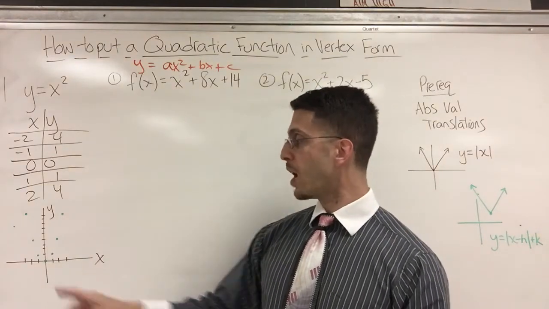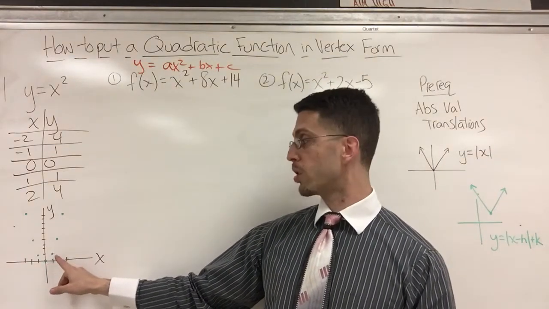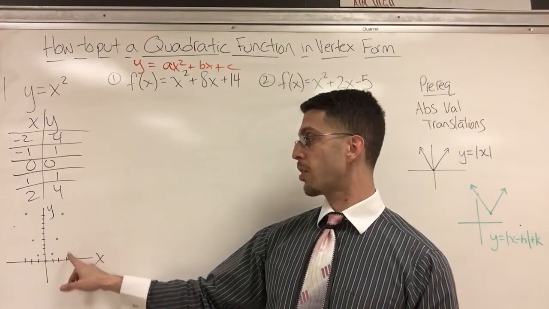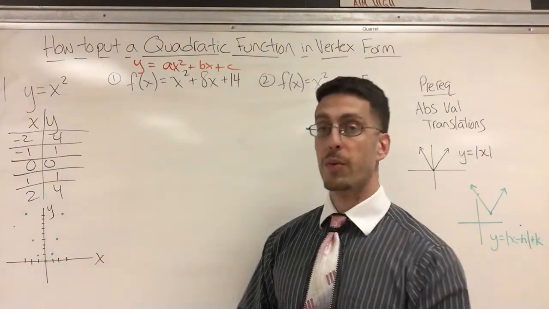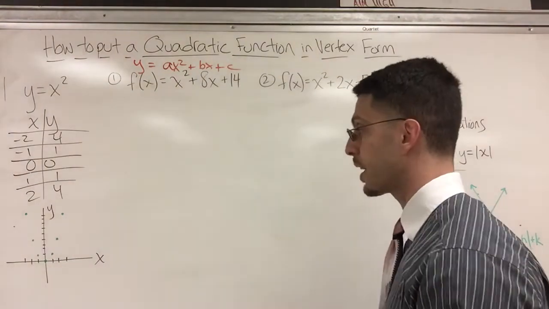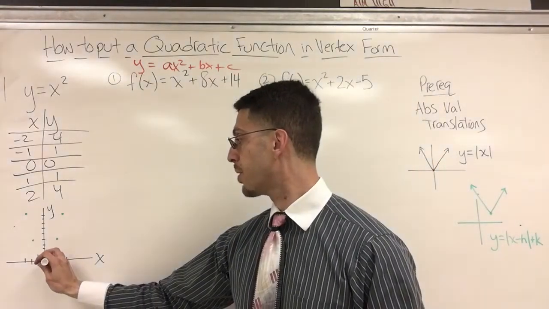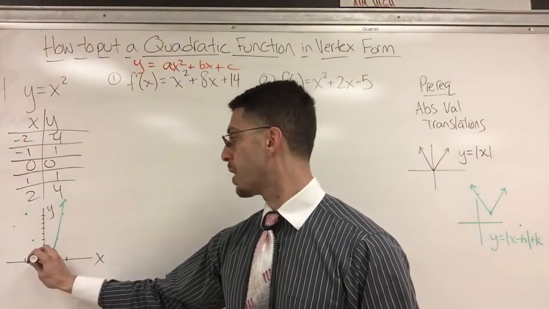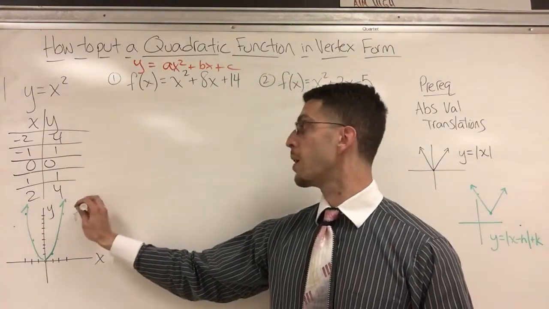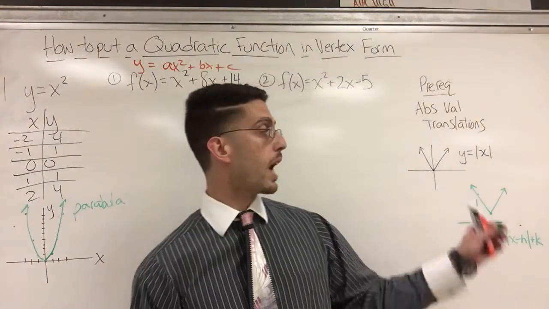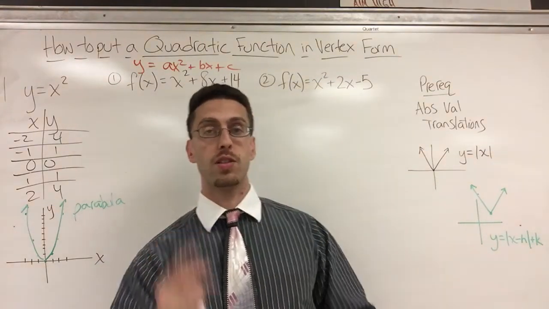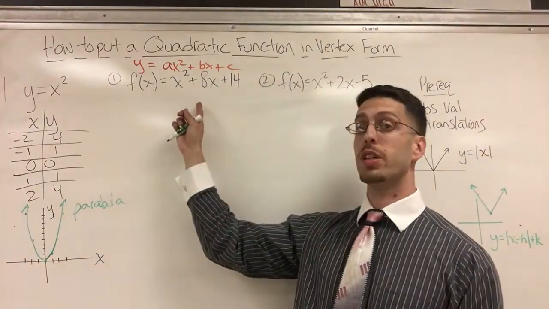So I actually graphed it for you. Here's 0, 0, 1, 1, 2, 4, and I went ahead and did 3, 9 as well, and -3, 9 as well. And then we're going to connect the dots. Don't just leave it like that. So here's my parent graph. And the parent graph is called a parabola. And just like the absolute value parent graph, it's going to shift when you mess around with the equation.